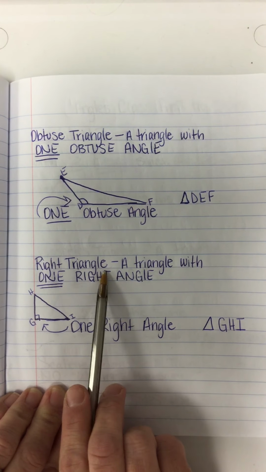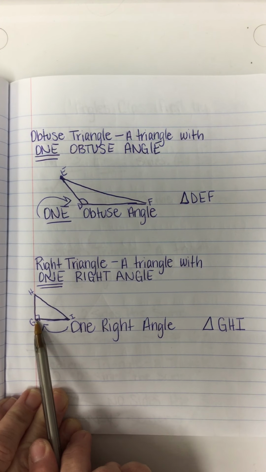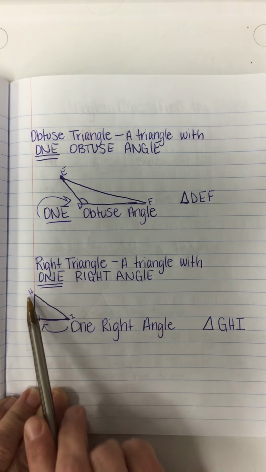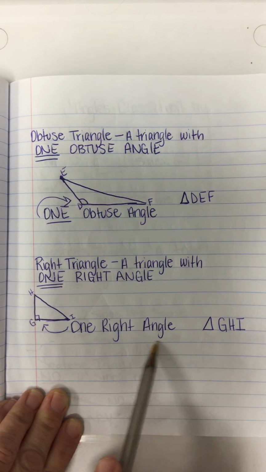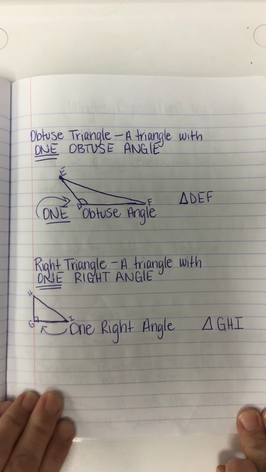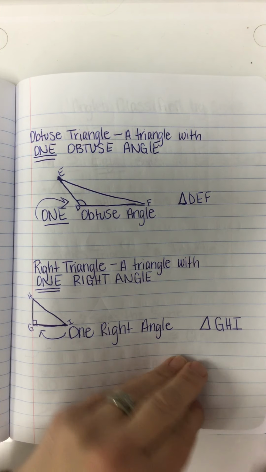Then you have the right triangle, which is a triangle with 1 right angle. So I have a right angle here, and these 2 are acute. But because I have the right angle, it's a right triangle. So those are the angles that you use. Those are the ways to classify triangles by their angles.